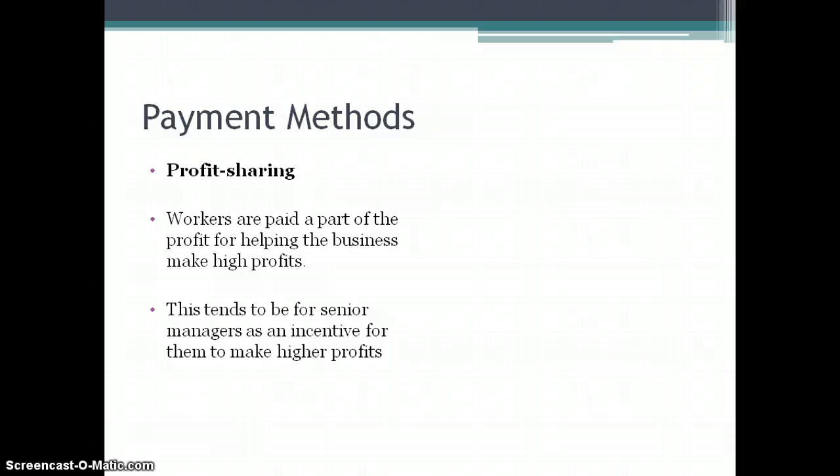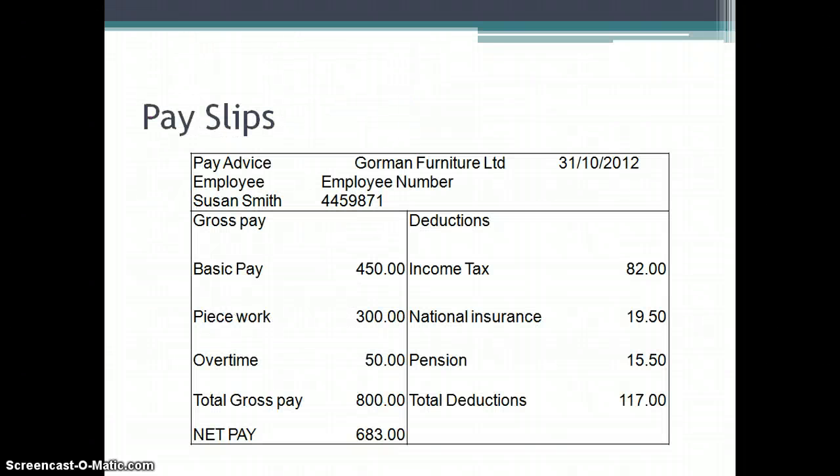Okay, so they're the main methods. You then have to be able to put them in a pay slip, and you can see that here. The pay slip has got lots of different things on it. On the right hand side of this payslip, we've got all the deductions, so this is what comes out of the employee's pay, and on the left hand side we've got everything the employee has been paid.